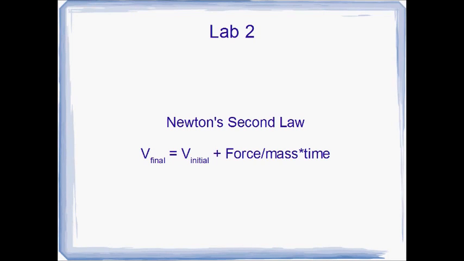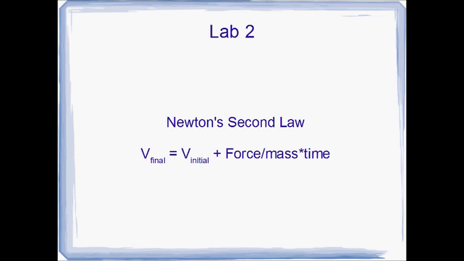In this lab, the goal was to model motion with constant acceleration. There are two equations central to these models. The first is Newton's second law. This law demonstrates how final velocity is the sum of the initial velocity and the change in velocity per second, calculated in the second half of the equation: the force on the object divided by the object's mass, multiplied by a period of time.